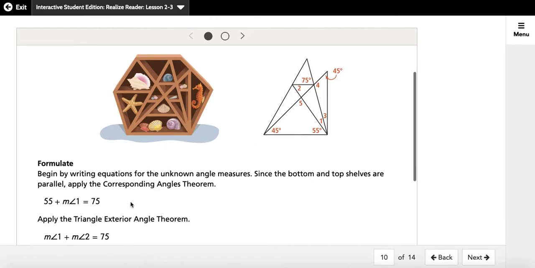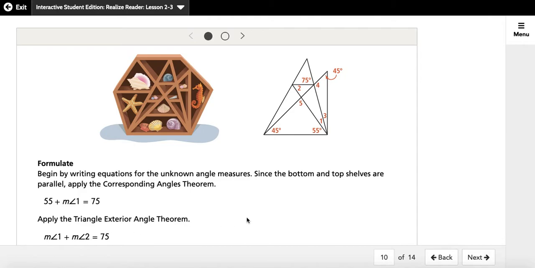Then they use the triangle exterior angle theorem. The measure of angle 1 plus the measure of angle 2. Here's a triangle, and here's an extended side. So that 75 is an exterior angle to the 1 and the 2. So the 1 plus the 2 equals 75. Now we already found that measure of angle 1 was 20. So 20 plus measure of angle 2 is 75. So measure of angle 2 must also be 55.